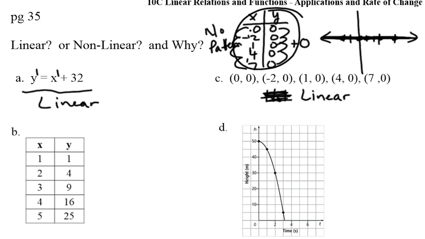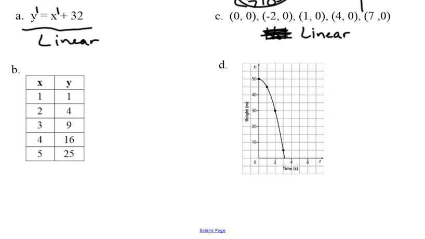From there, we can go to B and D. Sorry, I went in a little bit different order, but that's okay. B, table of values. Do we have a pattern in our x's?